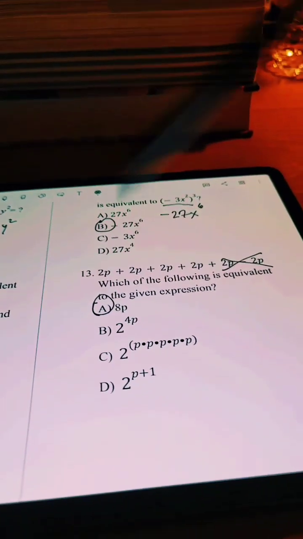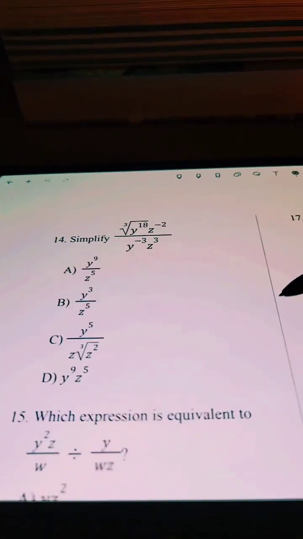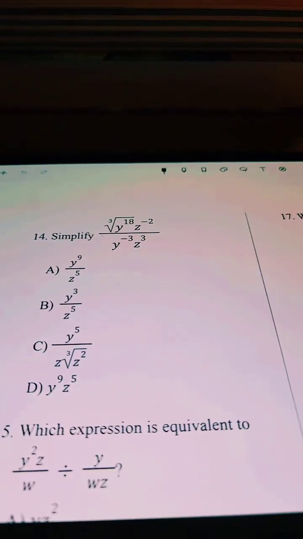And then let me just switch. There we go. Okay, so now let's go to number 14.